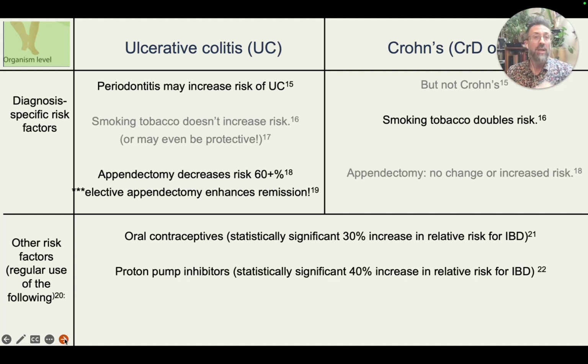Proton pump inhibitors. So these are the strongest acid blocker in your stomach. H2 blockers are less strong and do have some risk, but less risk. But proton pump inhibitors have a statistically significant 40% increase in your relative risk for IBD. And I'm using these terms here because I'm about to go through what it means for something to be statistically significant and what it means to have a relative risk. So I'm using this long, somewhat technical language because it's important to talk about, and I'm going to explain what that means in just a moment.